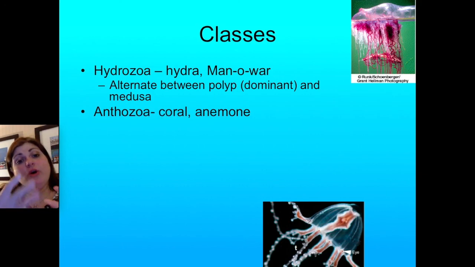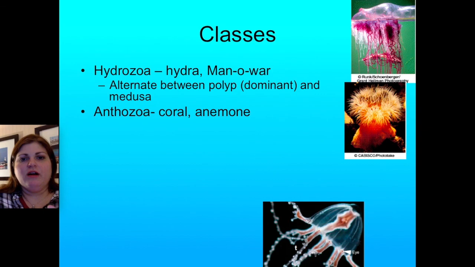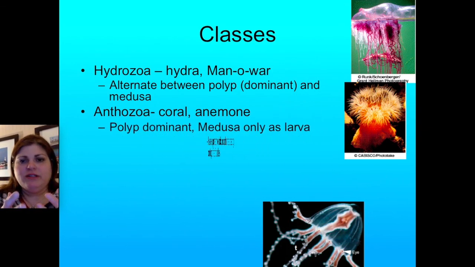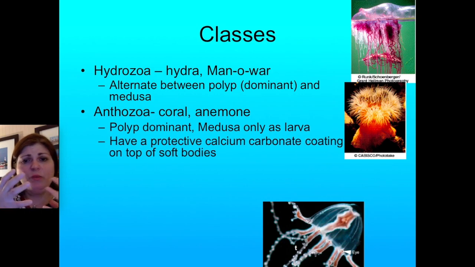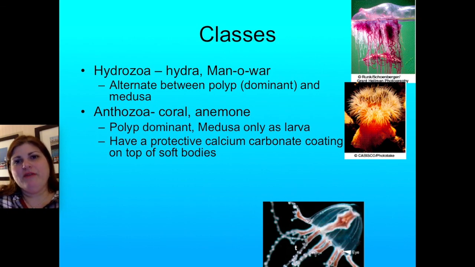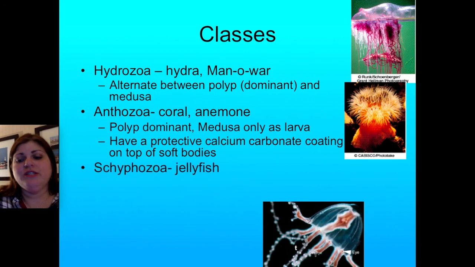Anthozoa would be like our coral and anemone, so of course they are almost exclusively polyp. Medusa only occur as larvae. With the corals in particular, the corals are covered in a calcium carbonate coating underneath above a soft body, and so that's why they're significantly less mobile. It's also why coral reefs form and build on top of each other, because long after the coral is dead, the calcium carbonate remains.